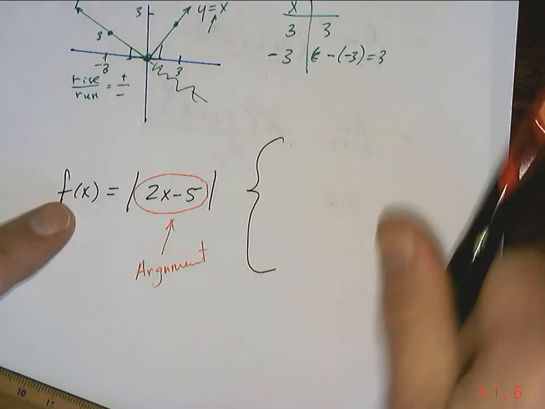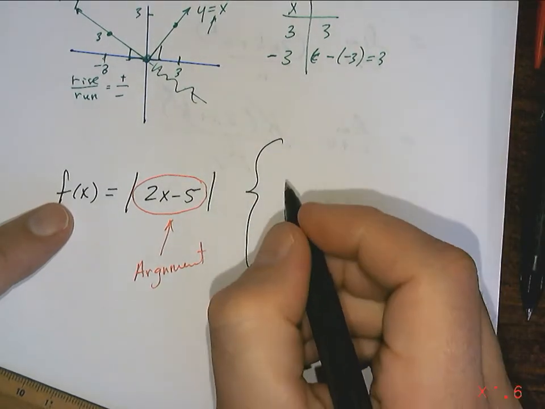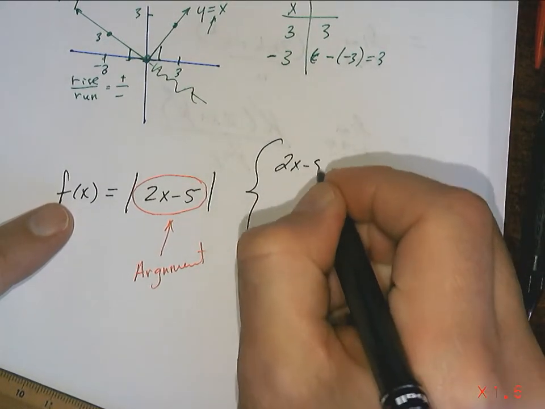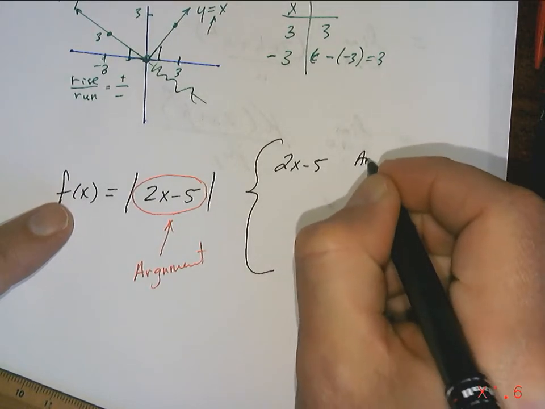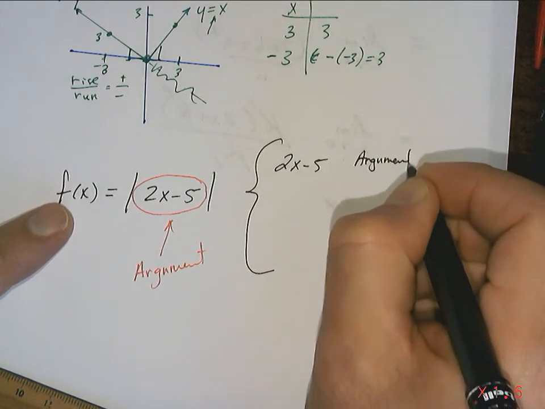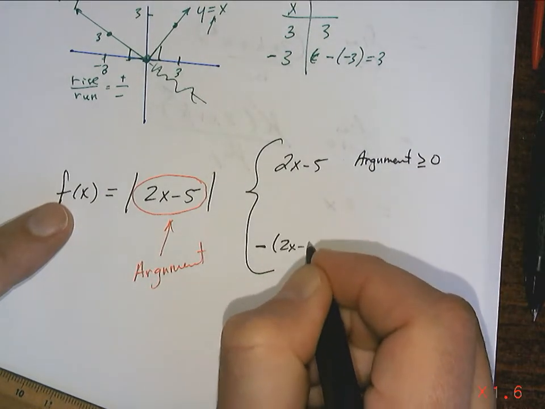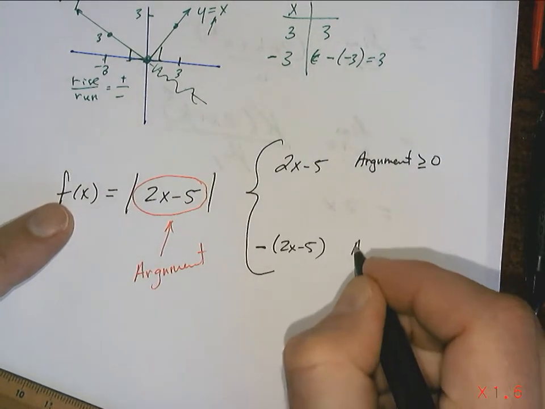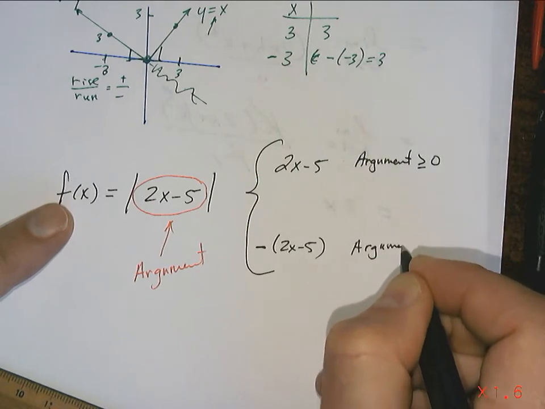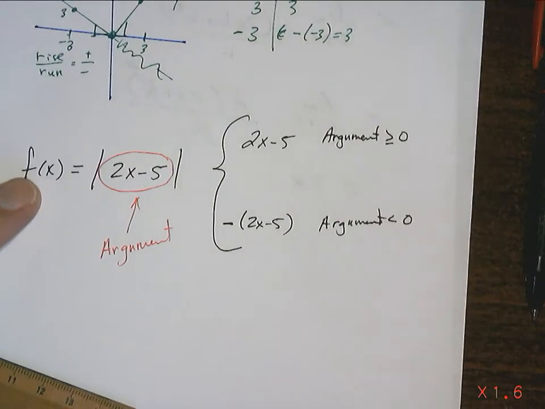If the argument is greater than or equal to 0, then it's simply 2x minus 5. But it's going to be negative of 2x minus 5 if the argument is less than 0. And I think that makes perfect sense.